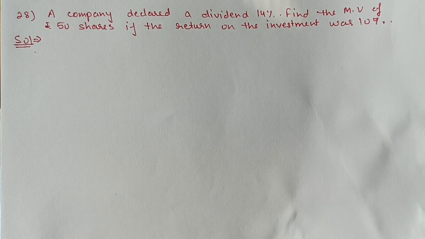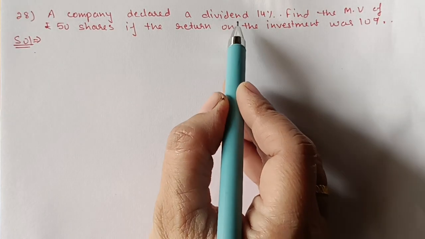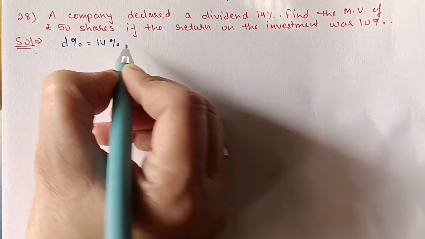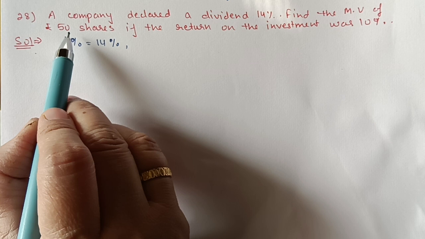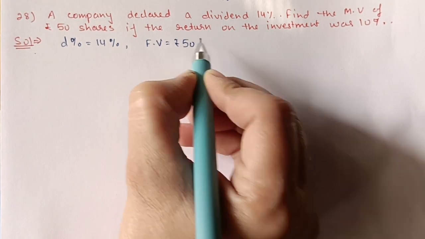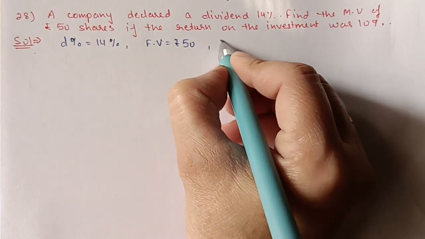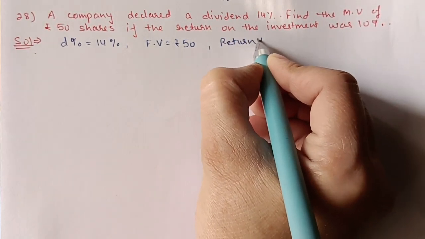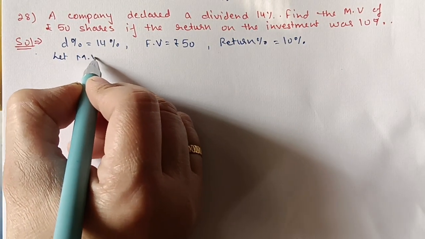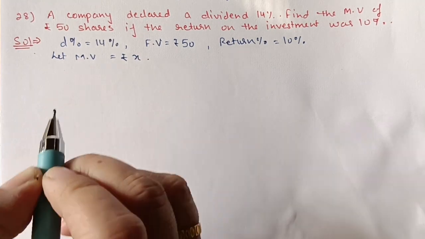Next, question number 28. A company declared a dividend of 14%. Find the market value of rupees 50 shares if the return on the investment was 10%. So here dividend percentage is given equal to 14%. Market value we have to find out, and face value is given equal to 50 rupees. Next, return percentage is given 10%. So we will take the market value of the share as X rupees.